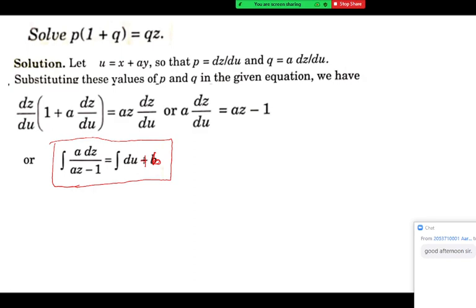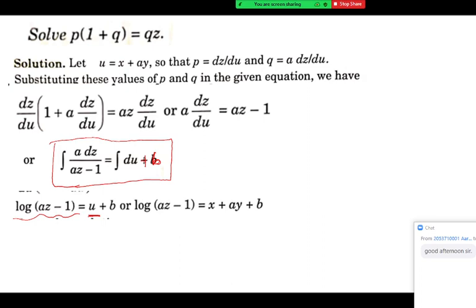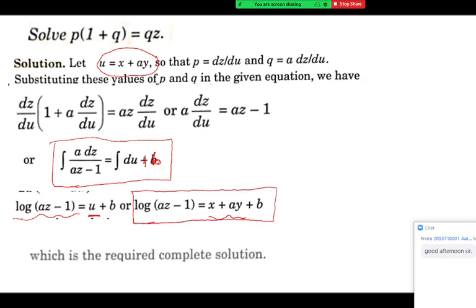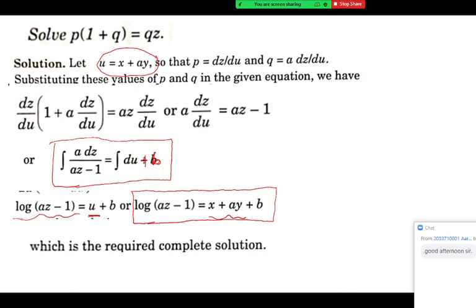What is the integration of the left hand side? Yes, anyone? The integration of a dz upon az minus 1 is log of az minus 1. The integration of du is u plus b. Resubstitute the value of u, and that's the final answer. This answer should be highlighted. That is our complete solution. The required answer is log of az minus 1 is equal to x plus ay plus b. That's one. If you have a doubt, you can ask.